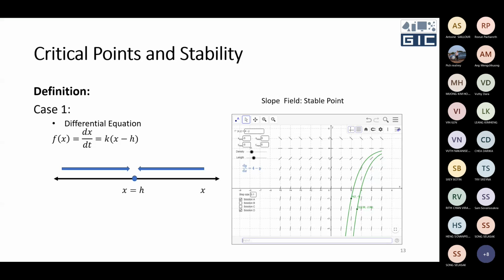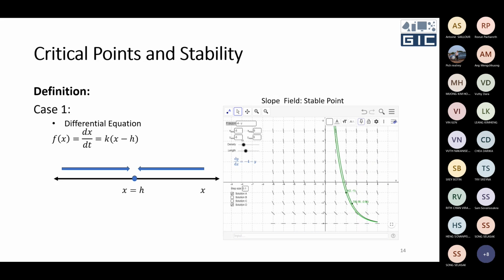And if you plot it in the slope field, when you see this figure, it means the slope field. So it means the value reaches the critical point. It means those values produce stability in our solution here. How about the other case? Let's see the other case.